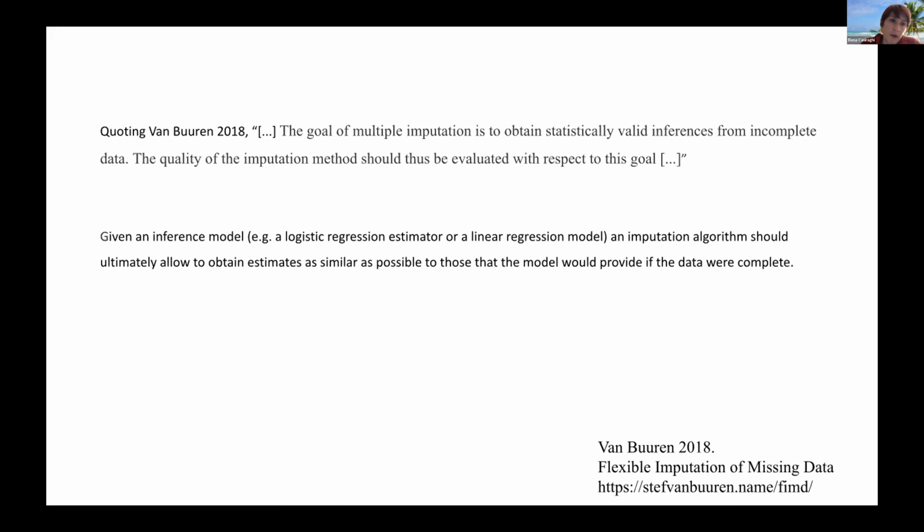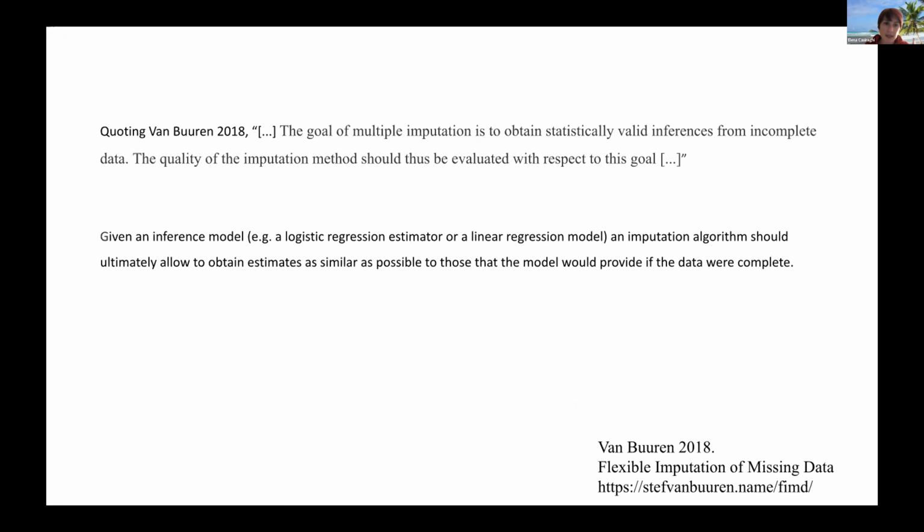So quoting Van Buuren, who wrote the book listed at the bottom right of the slide, the goal of multiple imputation is to obtain statistically valid inferences from incomplete data. And the quality of the imputation method should therefore be evaluated with respect to this goal. So in practice, what does it mean?